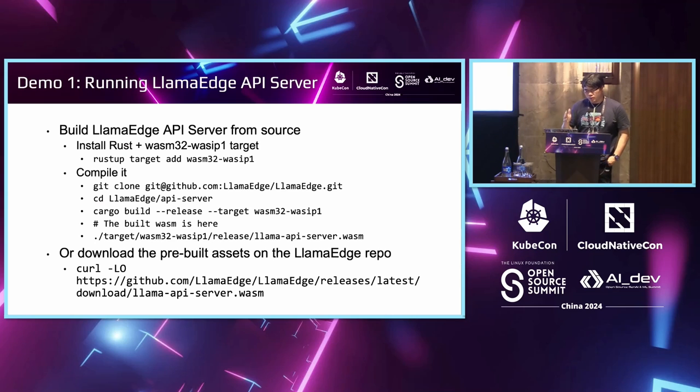And then you can just clone it and build it, and you will find that the only output is one Wasm file. It's called the llama-api-server file. And of course, if you don't want to install lots of things like the Rust toolchain and go through the compilation process, you can just download our preview assets from our repository.